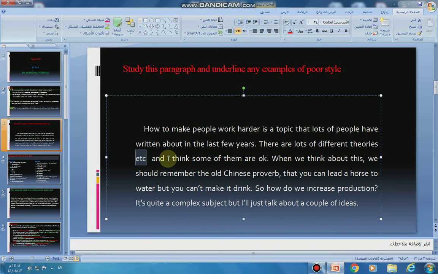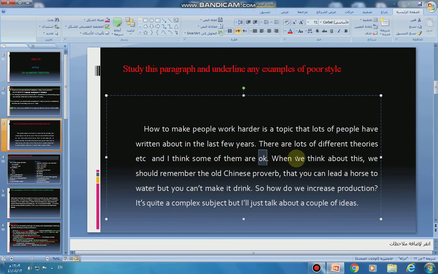And I think some of them are okay. Look at this part here: I think. In academic writing, people don't talk about it like this. I think expresses your own feeling about this. This is an academic issue, and in academic issues, you have to avoid such personal expressions like I think, we think. Some of them are okay. Look at okay here. Okay is an informal way of expressing ideas. In academic writing, you have to avoid it. You don't have to say are okay.